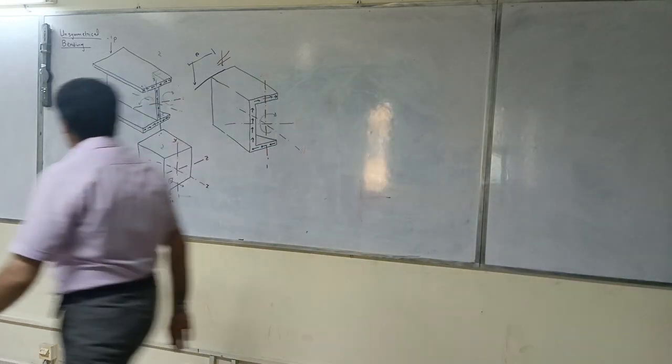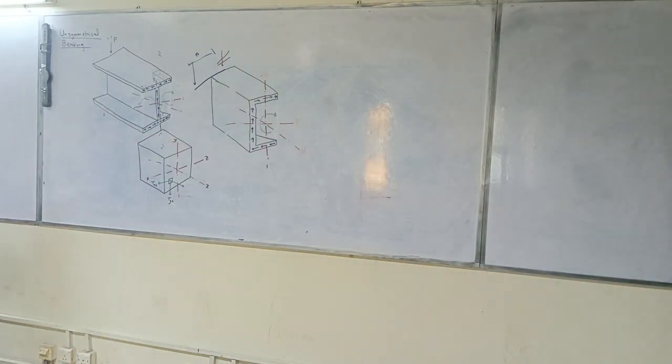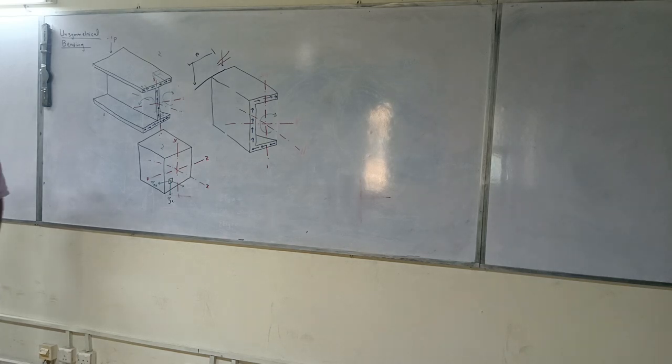Okay, so after this what we are going to discuss is unsymmetrical bending. Unsymmetrical bending, first of all we will try to understand where it is coming from, and then what are the cross sections which cause unsymmetrical bending. Unsymmetrical bending is caused by a moment about a particular axis.